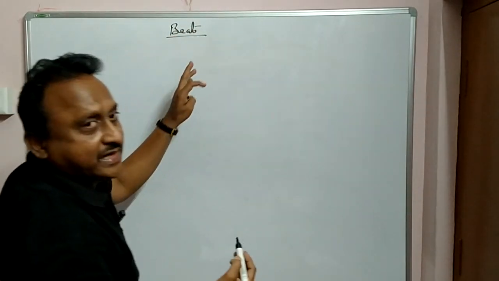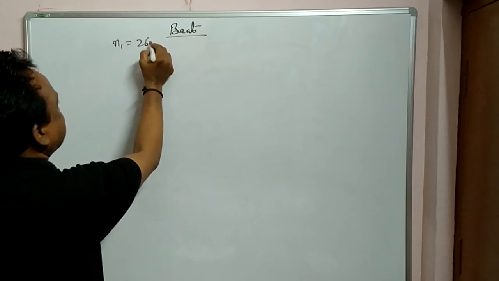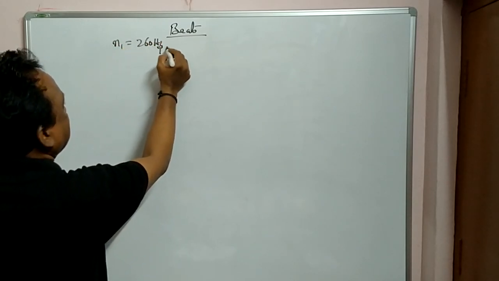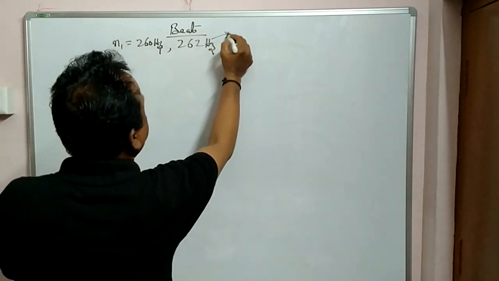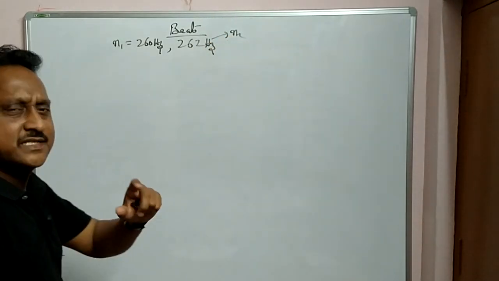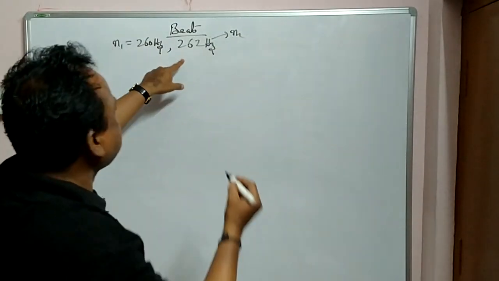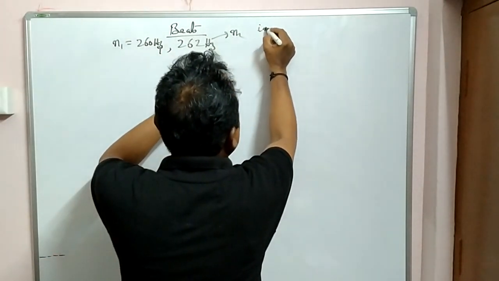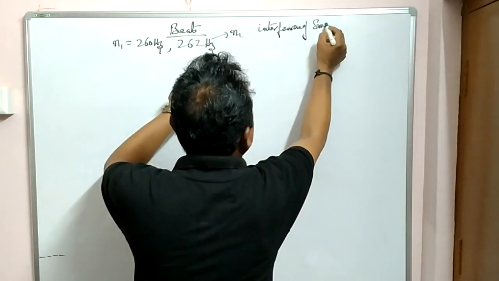See, generally beats can be defined like this. For example, n1 I will take 260 Hertz, and one more, n2, I will take 262 Hertz. That means when two sound waves interfere, this is also called interference of sound, just like light.